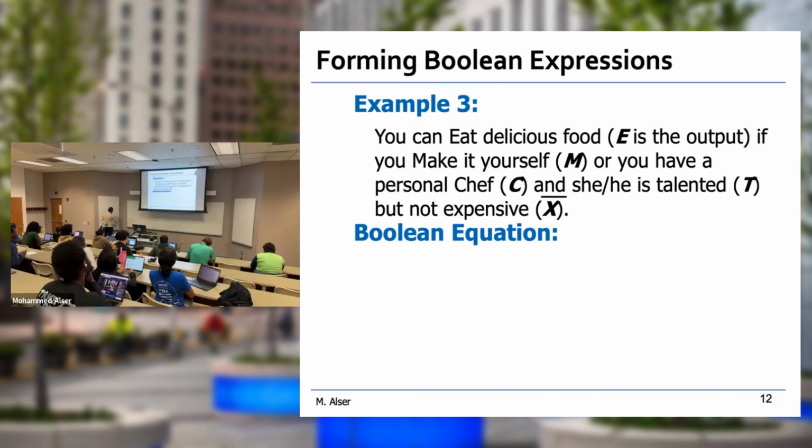X equals 0. So X here, X means expensive. Not expensive means X equals 0. So it's not expensive. So either this condition or this condition. And for this condition to be met, 3 of them should be satisfied. 3 of them. So this, and this all together should be satisfied.